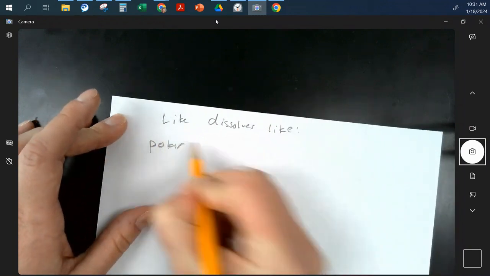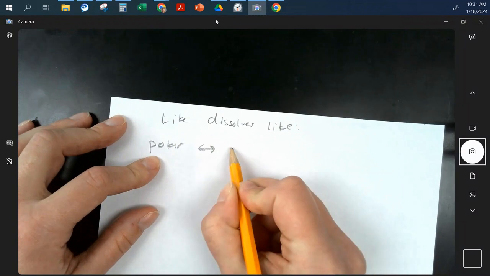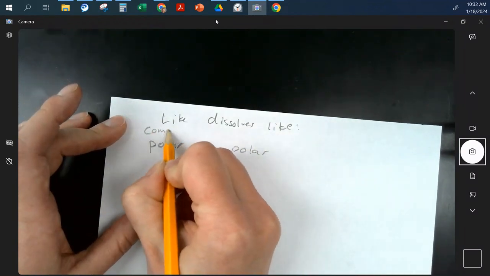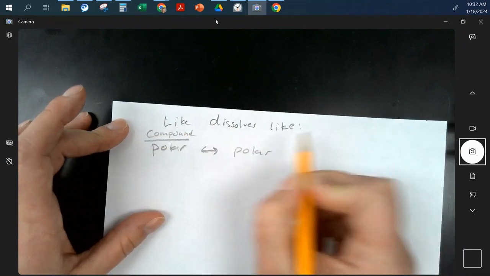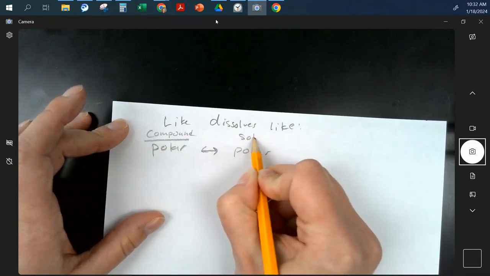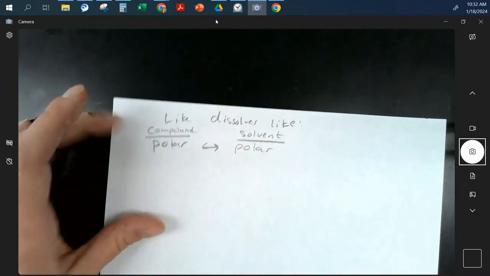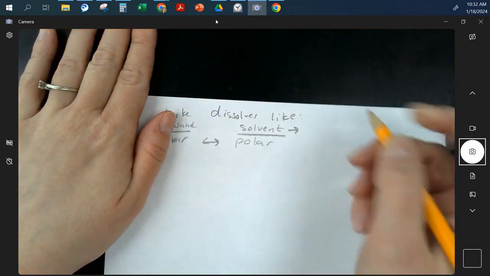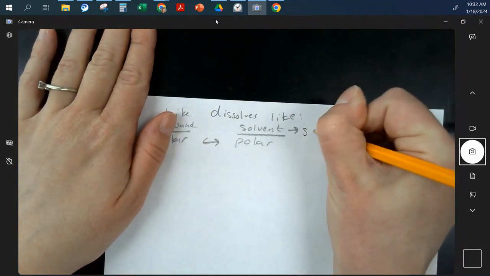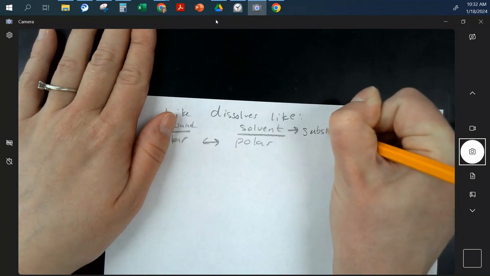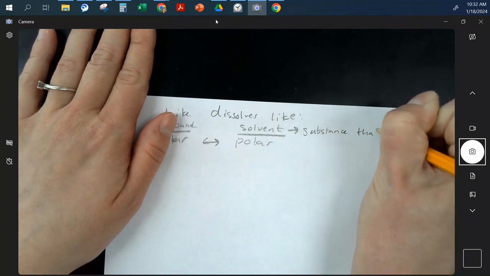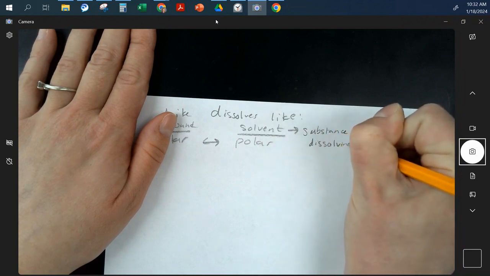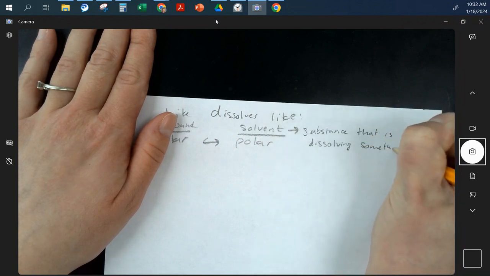So polar, if it's polar, it's going to dissolve in something that's polar. So a polar compound will dissolve in a polar solvent. Do you know what a solvent is? Okay, a solvent is just the substance that is dissolving something else.